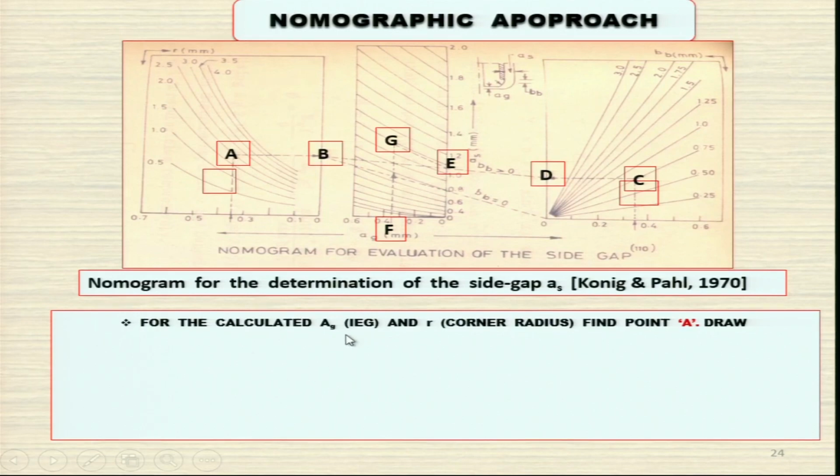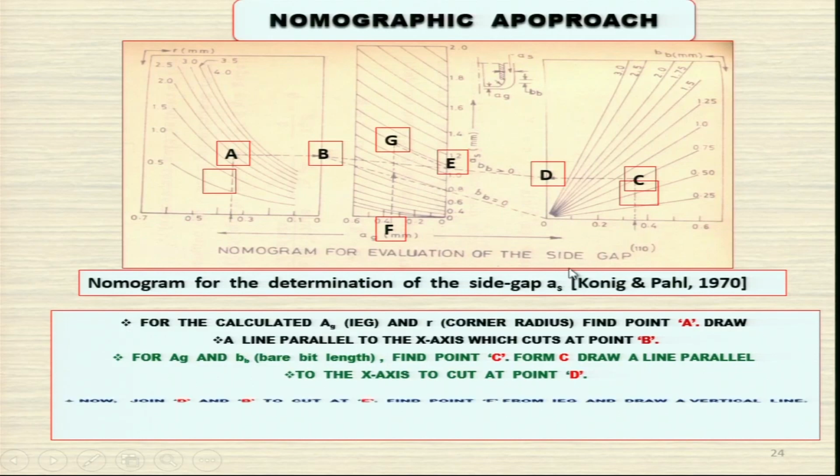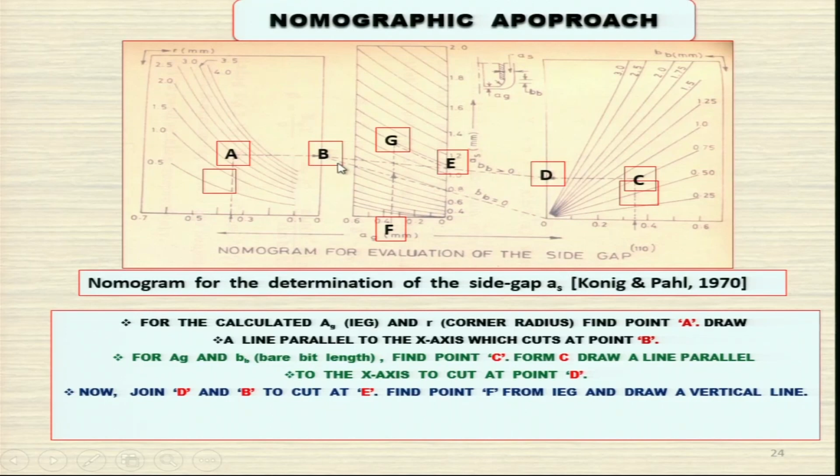For the calculated AS and R, that is the corner radius, find point A, shown over here. Draw a line parallel to the x axis which cuts at point B. Then, for AG and BB, the bare bit length, where AG is the inter-electrode gap, find point C. You are given the inter-electrode gap, and you are given the BB, the bare bit length. Locate it, and find this point, that is the point C. Draw a line parallel from point C that cuts over here at D, and then to the x axis to cut at point T, and you cut this here also. Now, join D and B, this is D and this is B. You join this to cut at E, this is point E.